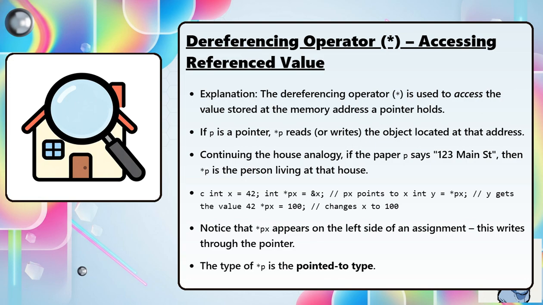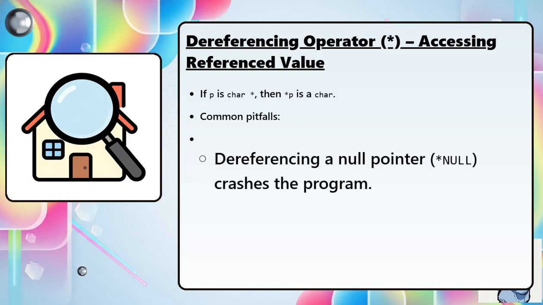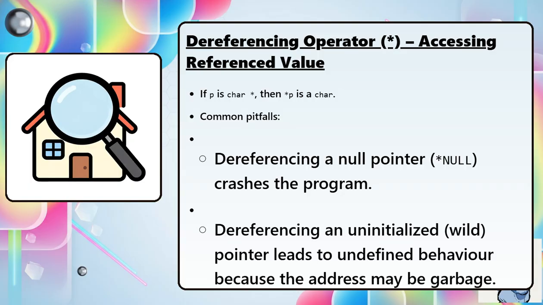The type of *p is the pointed-to type. If p is char star, then *p is a char. Common pitfalls: dereferencing a null pointer crashes the program. Dereferencing an uninitialized wild pointer leads to undefined behavior because the address may be garbage.